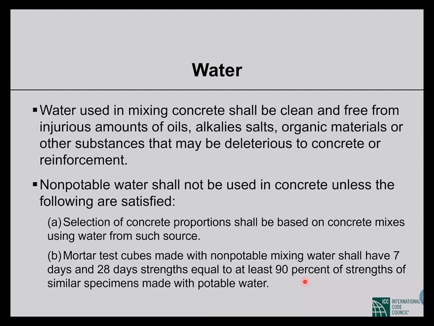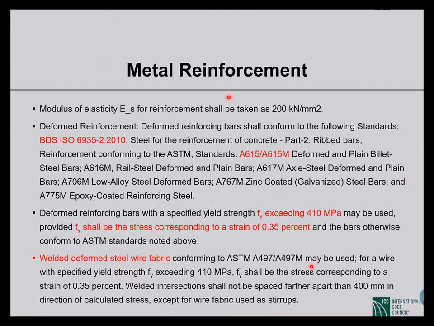Mortar test cubes made with non-potable mixing water shall have 7-day and 28-day strengths equal to at least 90% of strengths specified for similar specimens made with potable water. So if our water quality is non-potable, we can make mortar cubes with potable water and non-potable water and test them. If the 28-day strength of the mortar cubes made with non-potable water is not less than 90% of the strength of those cubes made with potable water, then we can use the non-potable water in making concrete. Understandably, there shouldn't be any alkaline salt or other deleterious material. And that was about water.